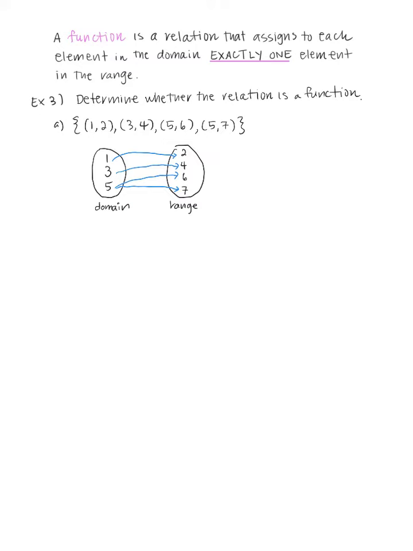So let me just write it out. So therefore, since 5 goes to 6 and 7, this relation is not a function.